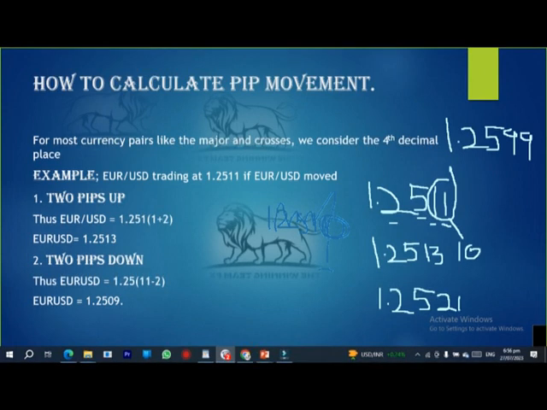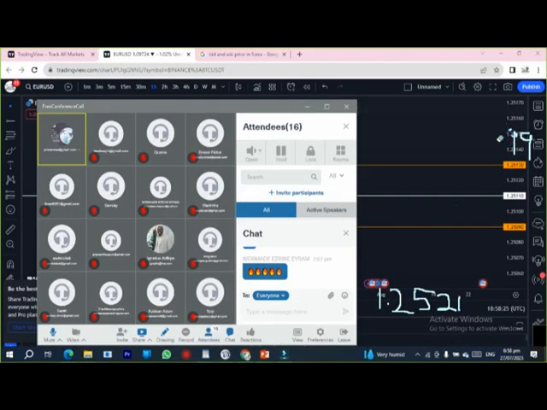So looking at the 1.2511, the last one, we can't subtract 2 from that one. Considering the fourth decimal place, we can't subtract 2 from that one. So we need to consider the 11. So now we subtract from the 11. So that becomes 1.2509.